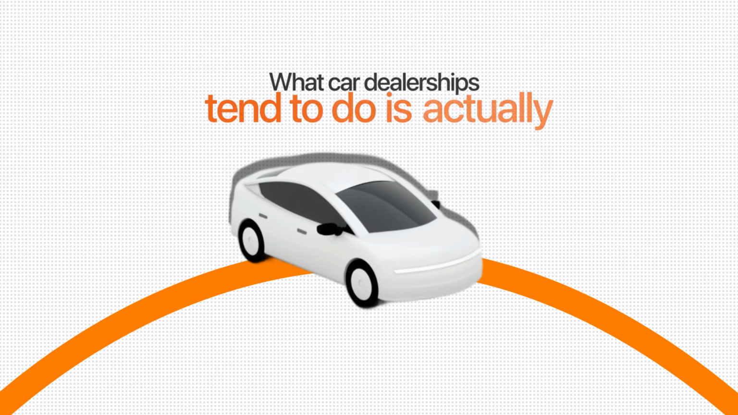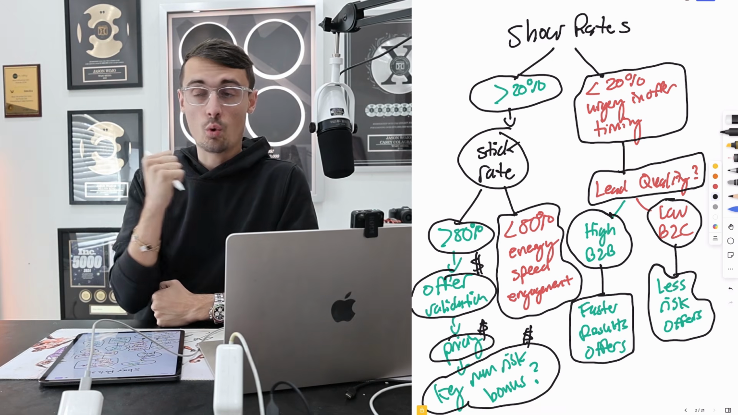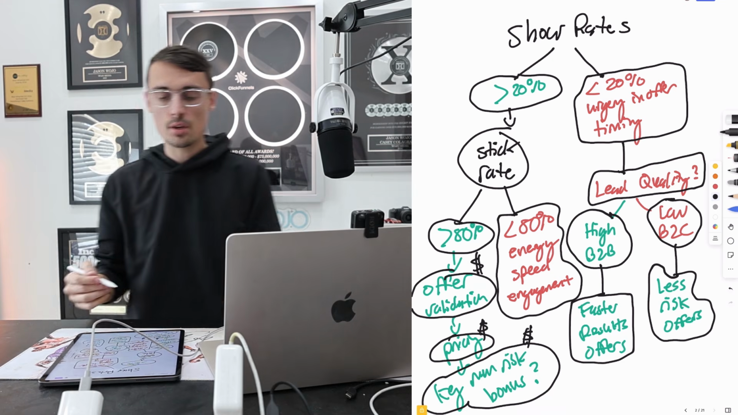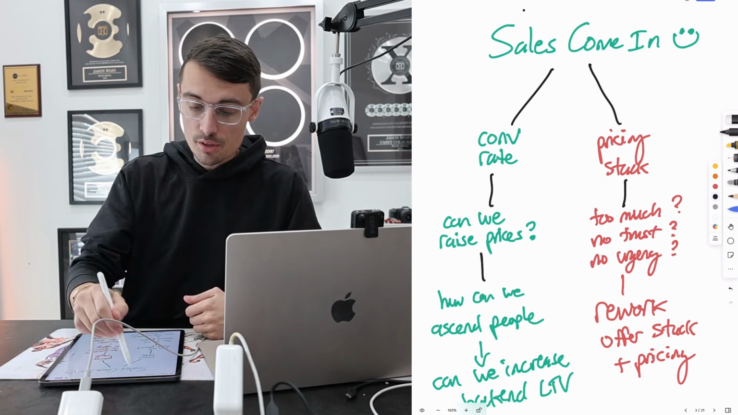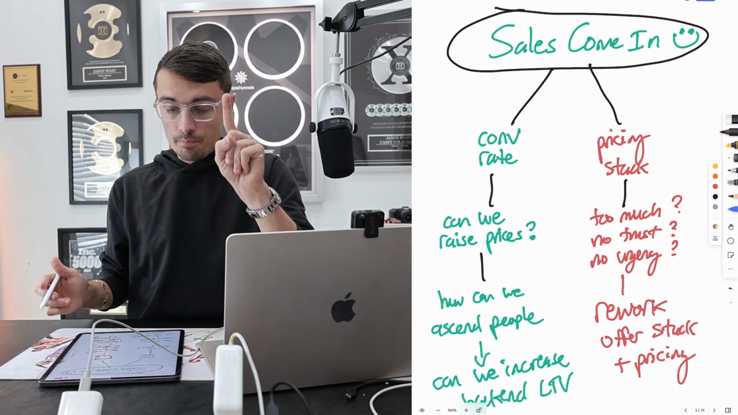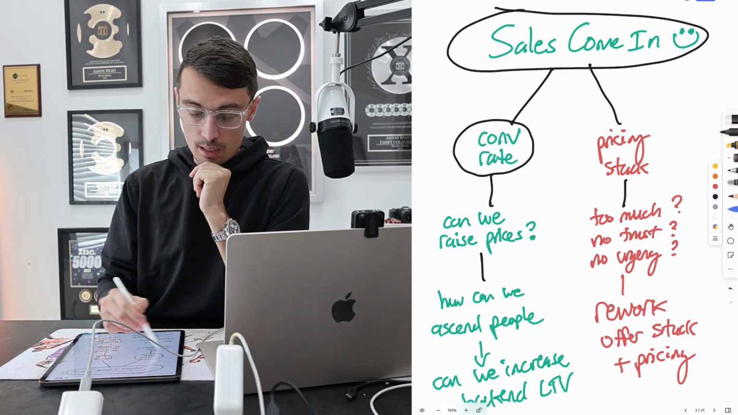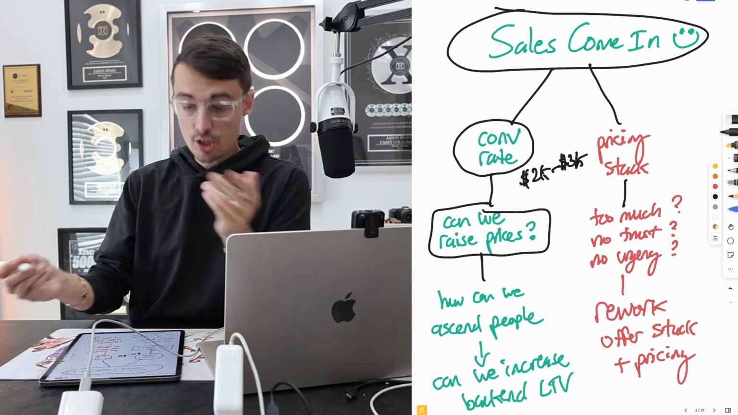What car dealerships tend to do is actually they'll just not give you the warranty. You got to buy the warranty, right? Or they can include it as you haggle. But that's where the key man risk bonus would come into play. Okay, so now we have that stuff hammered out, and now sales are coming in. Okay, I have two things that I can look at: conversion rate, pricing stack. Okay, my conversion rates will then dictate, can we raise prices? If I take my offer from a 2K to a 3K, conversion rate shouldn't drop.